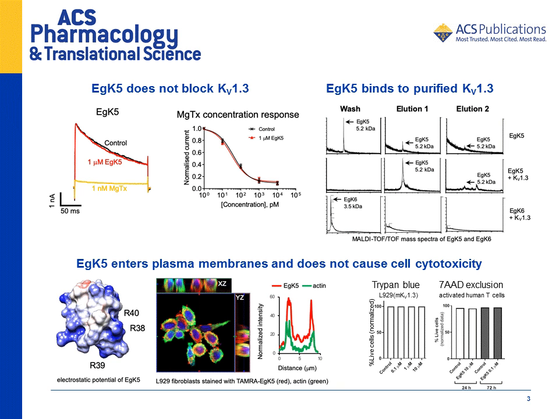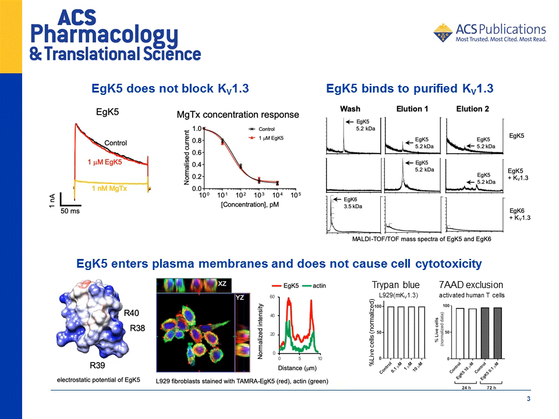We next tested the ability of EGK5 to bind to purified human Kv1.3, and we found indeed that it bound in a specific manner. And then we used biolayer interferometry, not shown here, to determine the affinity of binding to be 500 nanomolar. So it binds but does not block.